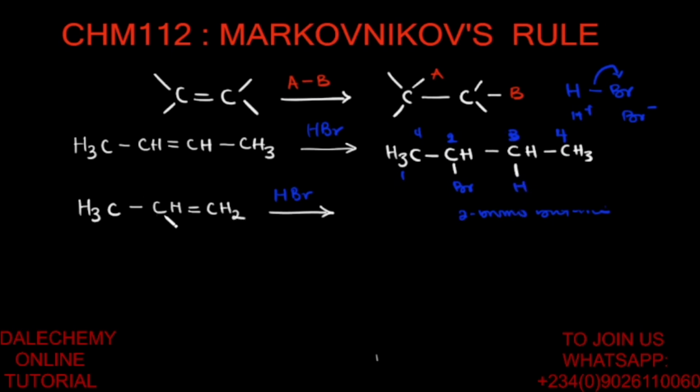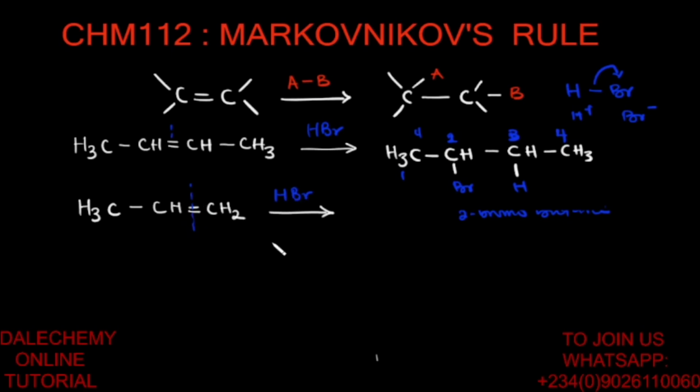But that's not the case in the case of an asymmetric alkene. An alkene is asymmetric when you cut it through the double bond, and the two parts will not be the same. But when you cut it through the double bond and you have two of the same parts, then that's a symmetric alkene. So for symmetric alkene, anywhere you put your hydrogen and bromine, you get the same result. But for asymmetric, if you put it at the first carbon, the result you will get will be different from when you put it at the second carbon.